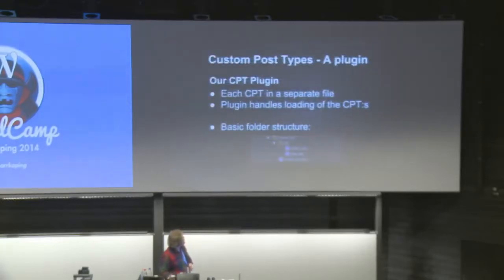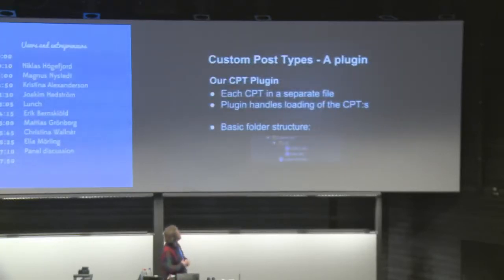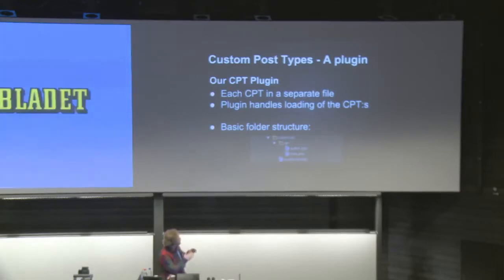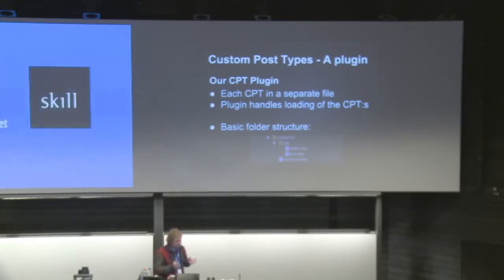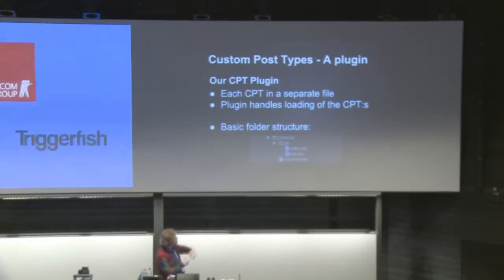So let's look at a little plugin for managing custom post types. You can see the basic folder structure there on the bottom. Right now we're in the wp-content/plugins folder. We've created a little plugin, which we're calling custom-cpt. Inside that we have a folder called CPT, and you can see it has two files in it: author and book. These are two custom post types that we have created. We made them visually in the Custom Post Types UI plugin, and then we exported their code and pasted them into those two files.